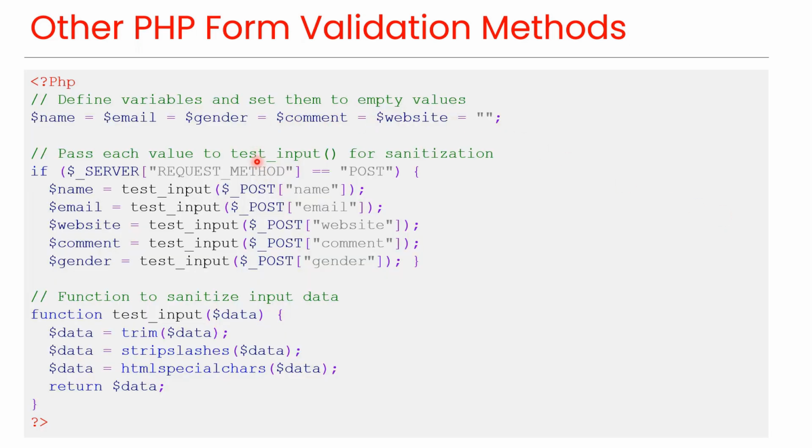In this example, we have created a function named test_input, which applies the trim, strip slashes, and HTML special chars functions to the input data passed as a parameter to this function. And here we are passing the input values to the test_input function for sanitization, before saving them in the desired variables.